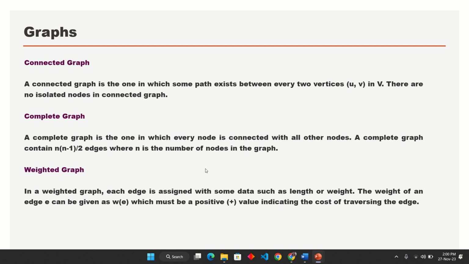Another one is the connected graph. A connected graph is one in which some path exists between every two vertices u, v in V. There are no isolated nodes in a connected graph. Next, a complete graph contains n(n-1)/2 edges, where n is the number of nodes in the graph. Weighted graph: each edge is assigned some data such as length or weight. The weight of an edge, given as W(e), must be a positive value indicating the cost of traversing the edge.